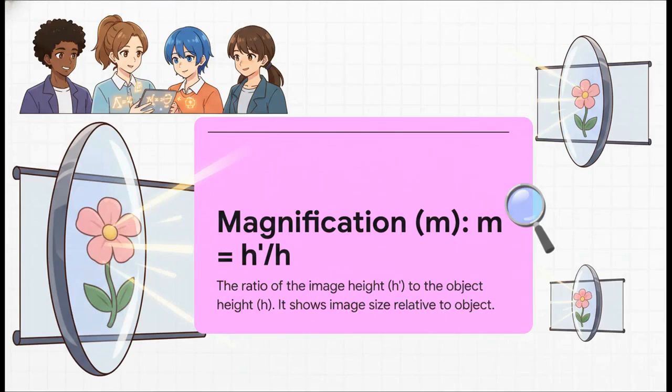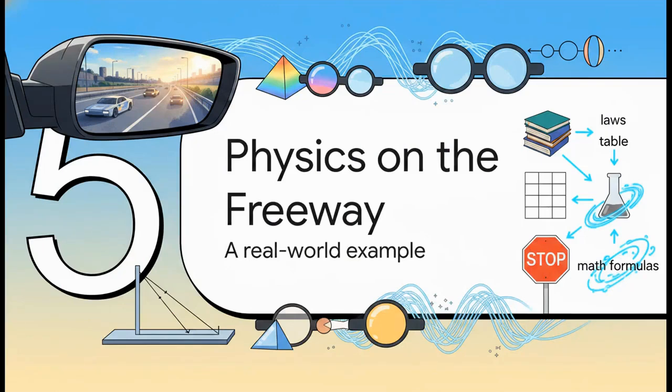And last but not least, magnification. This one just tells us how much bigger or smaller the image is compared to the actual object. The formula couldn't be simpler. It's just the image height divided by the object height. If you get a number bigger than 1, the image is magnified. If it's less than 1, it's smaller. It's really that straightforward.